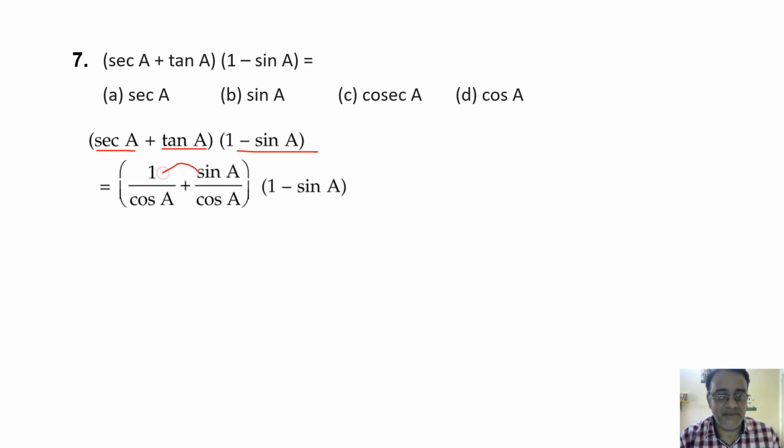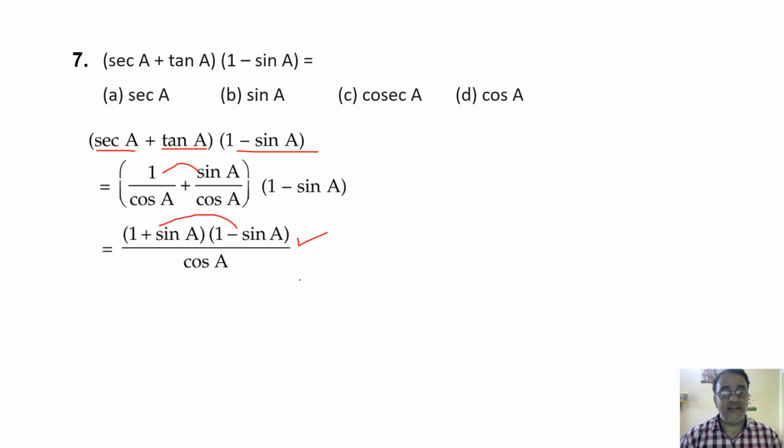Now take LCM here. Because the denominators are same, we will add the numerators. So we will get this step. Any doubt in this step? No, sir. Okay. So 1 plus sin A into 1 minus sin A, how much will it be? 1 minus sin square A. Very good. 1 minus sin square A.